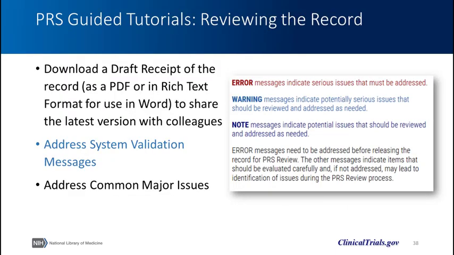At the conclusion of the information entry process, the user should distribute the record as needed to obtain feedback from colleagues about the accuracy and completeness of the submission. The PRS generates system validation messages, including errors, warnings, and notes that should be evaluated and addressed before the record is submitted. However, other apparent errors, deficiencies, and inconsistencies might exist that should be rectified before the record is submitted for quality control review. Issues frequently identified in the QC process that prevent publication of a record to the public site are termed common major issues and should be addressed as well.